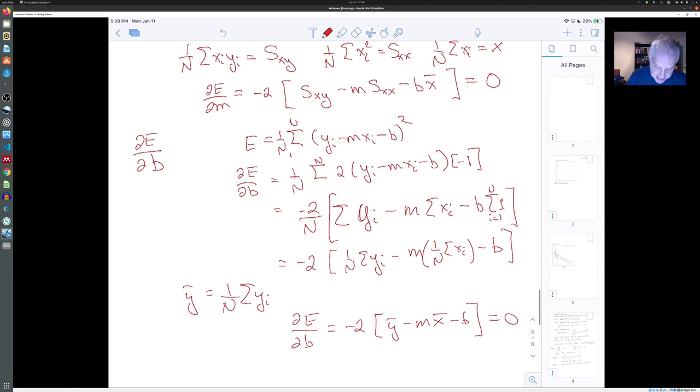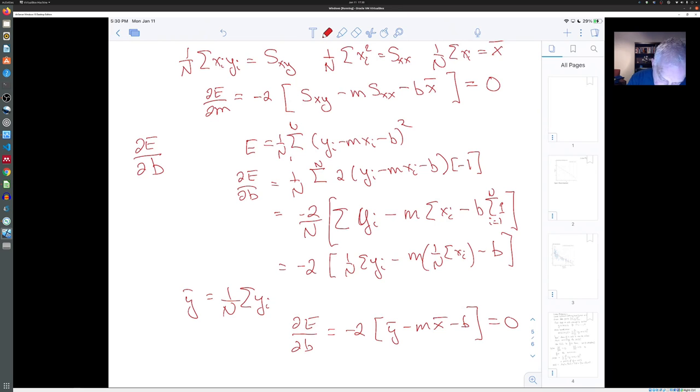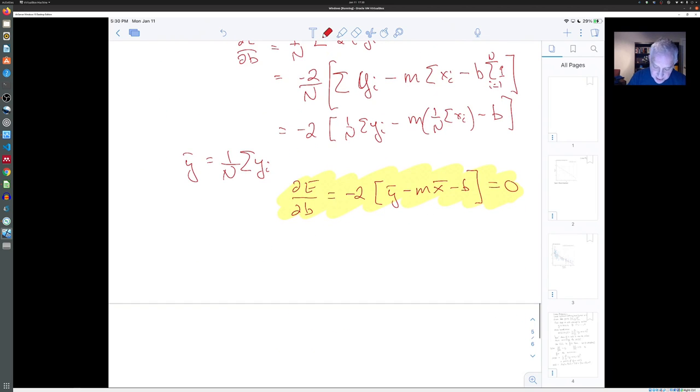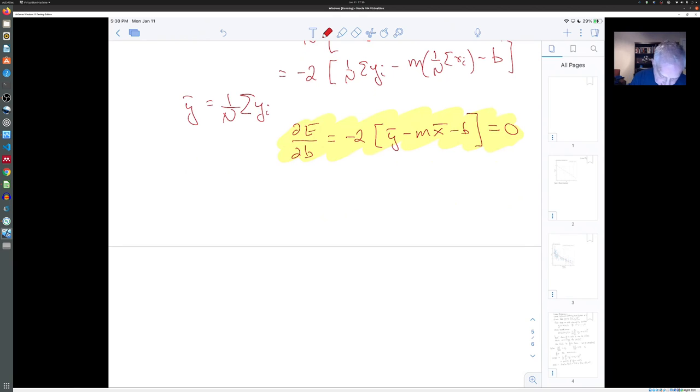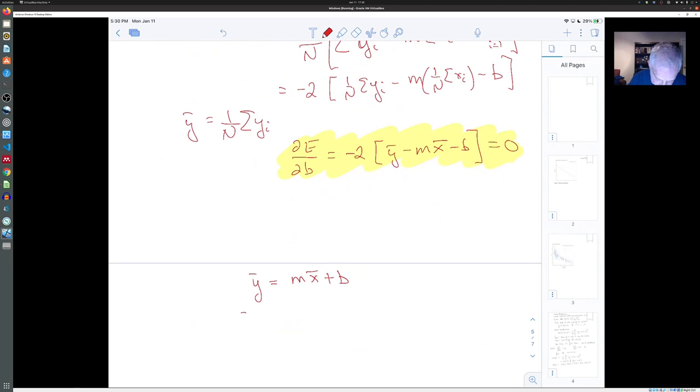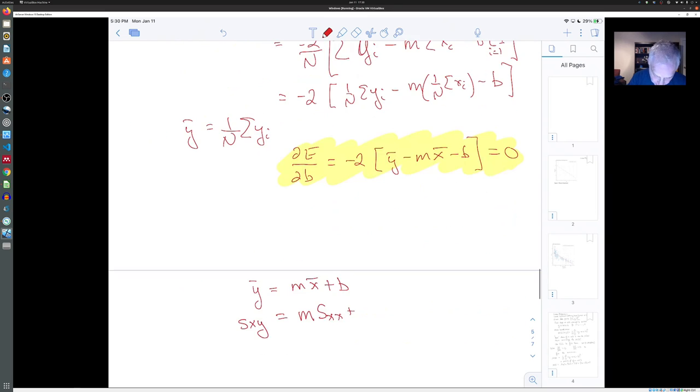So to put all the pieces together, we have this equation and this equation. And let's put them together. We can throw away the minus 2s, and so we have y bar equals m x bar plus b, that's the first equation, and Sxy equals m Sxx plus b x bar.